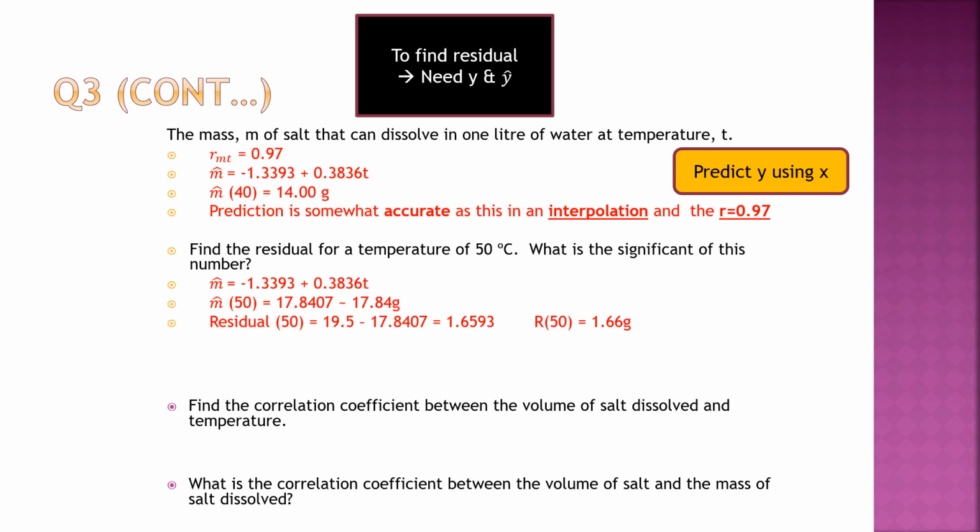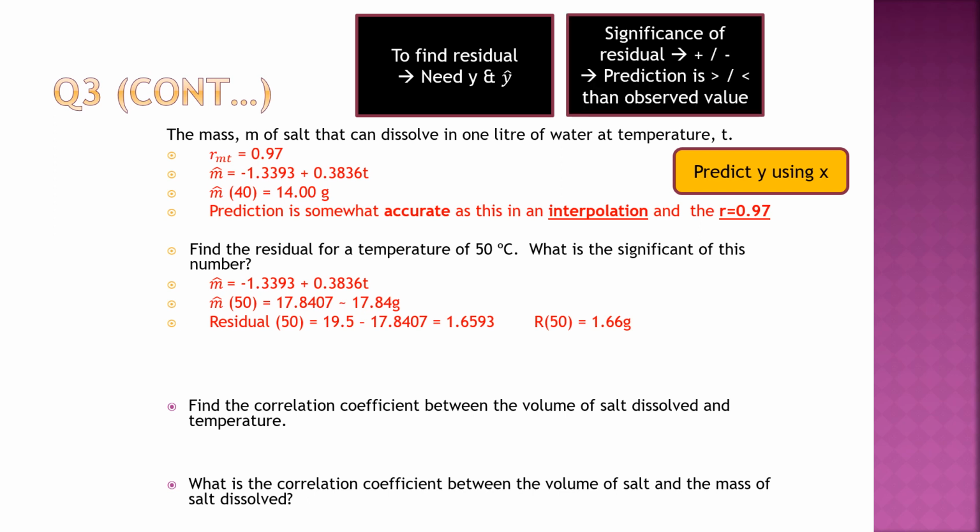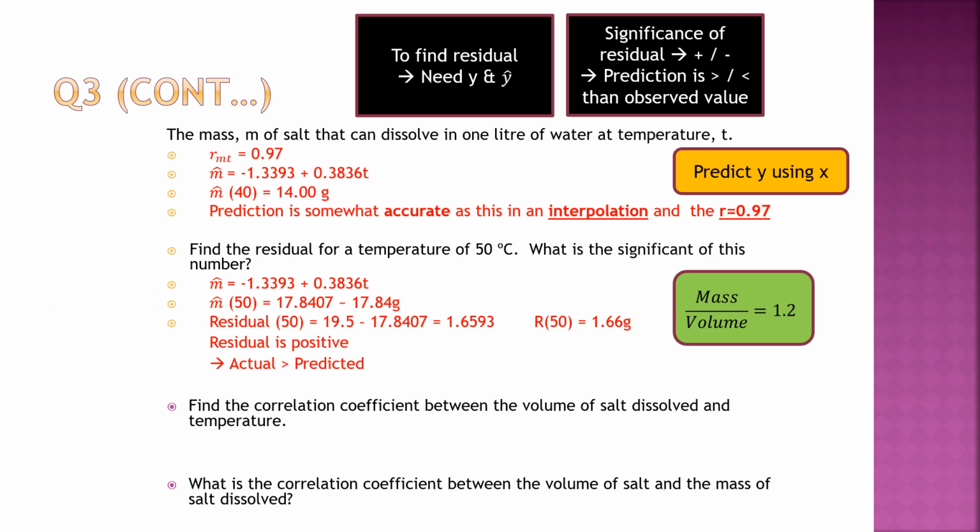What is the significance? Significance is what? If your residual is positive, what happened? If your residual is positive, actual is more than predicted. That's it. You can write it just like that. Positive, comma, actual more than predicted. It's full marks. Okay? Now, find the correlation coefficient between volume of mass dissolved and temperature.